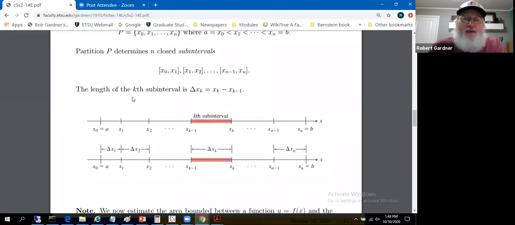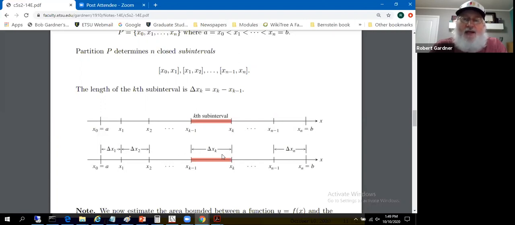The length of the kth subinterval we're denoting is delta x sub k. So it'd simply be the right hand endpoint minus the left hand endpoint: x sub k minus x sub k minus 1 for the kth one. And that's valid for any k between 1 and n. So we get the picture in terms of the lengths is something like this. Delta x1, length of the first subinterval. Delta x2, length of the second subinterval. And it looks like in this picture, the second one is longer than the first one.